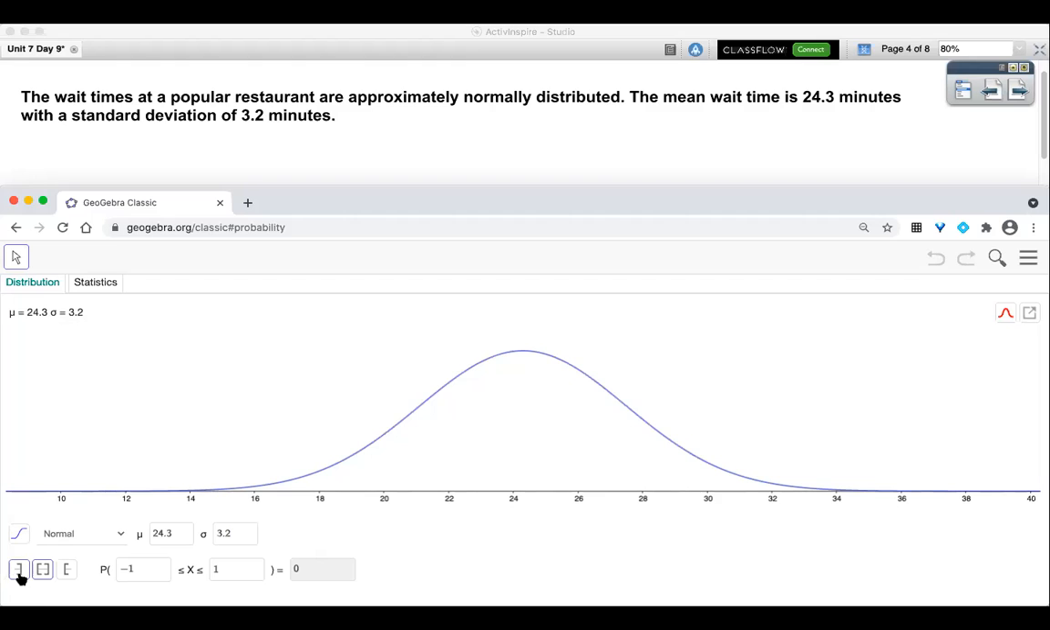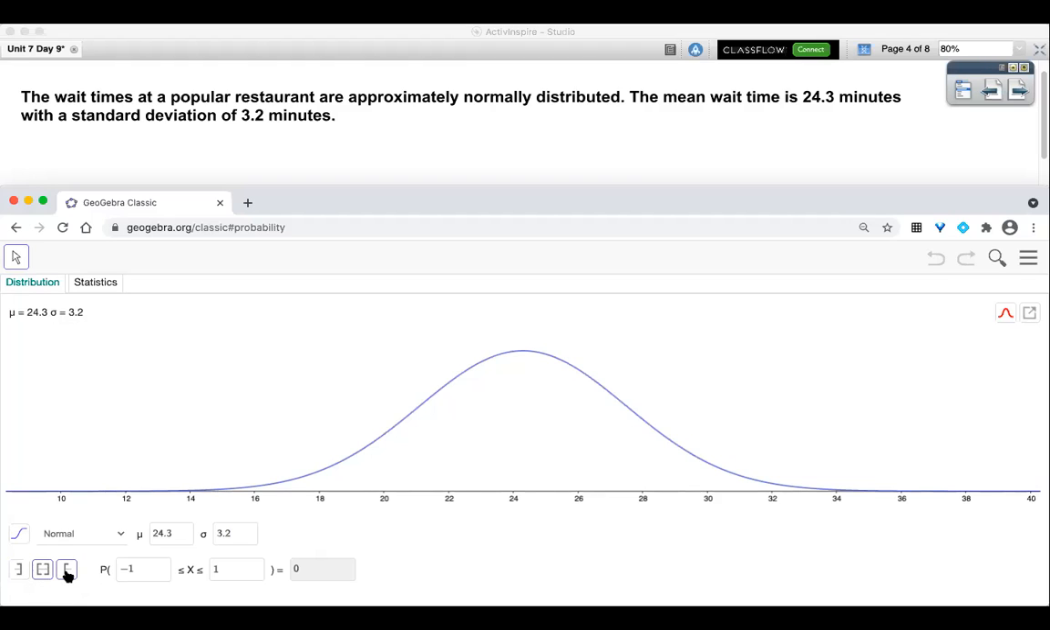Now, just a reminder, these 3 buttons are very important to help us answer all of our questions, right? This button right here is for a left-sided distribution. The button on the farthest right is our right-sided distribution. And then this button right here is a closed interval. We're going to be using all 3 of these buttons to answer all of the questions for the day.